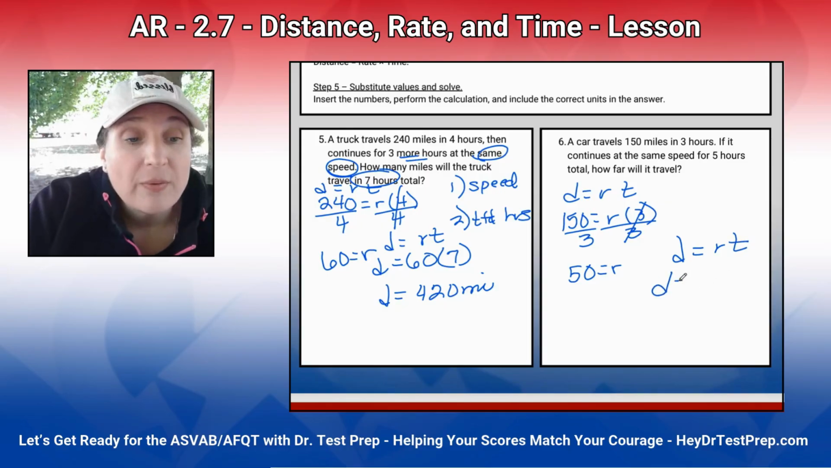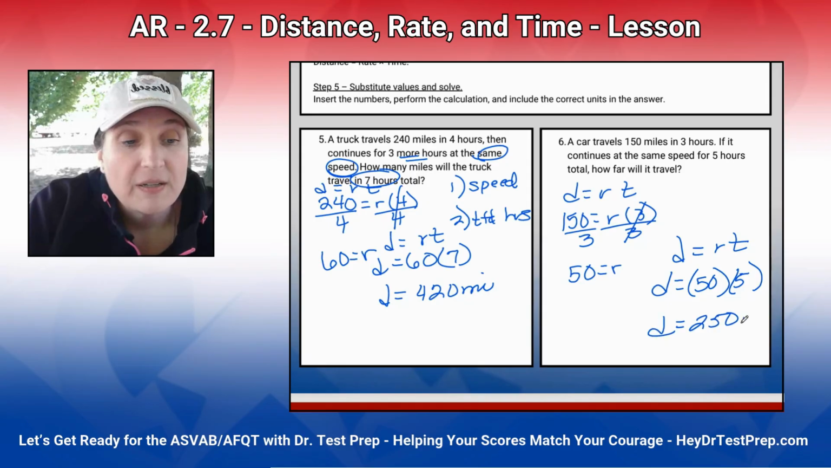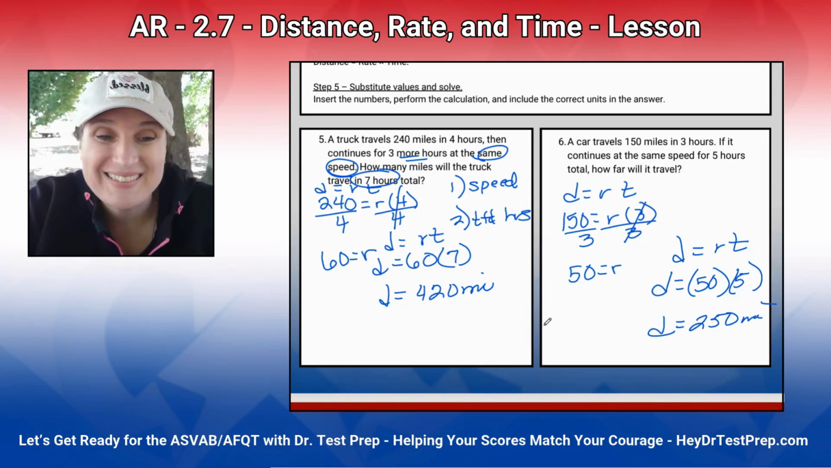We're going to not know how far he traveled, but we know that he went 50 miles per hour on average, and he did a total of 5 hours. 50 times 5 gives me 250 miles.